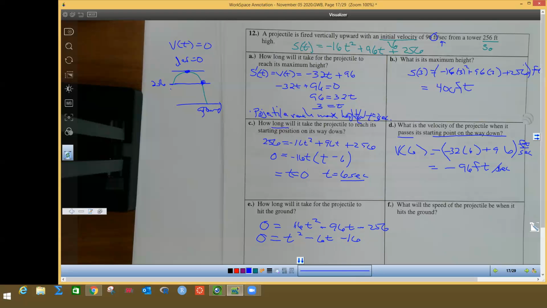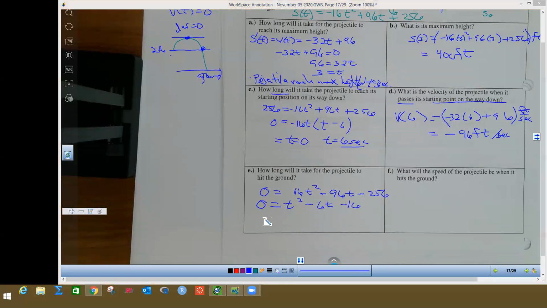So now I'm going to try to factor that to find out the two times that the object would be on the ground. So t equals 8 and t equals -2. What's wrong with -2? You don't go back in time, right?